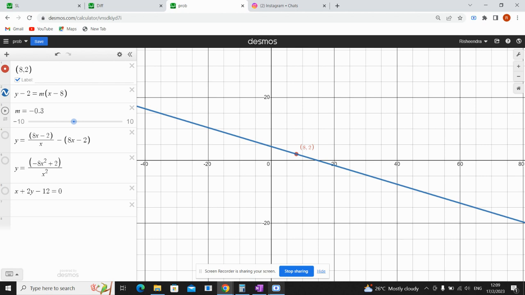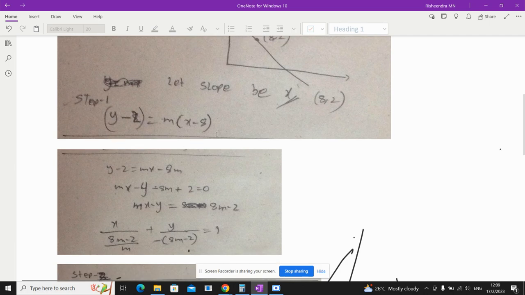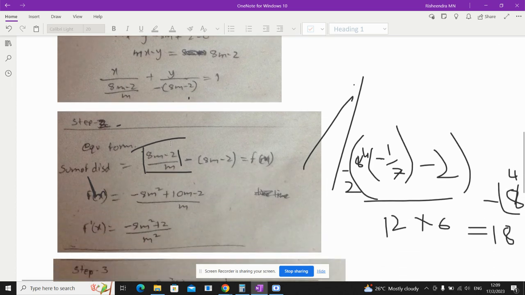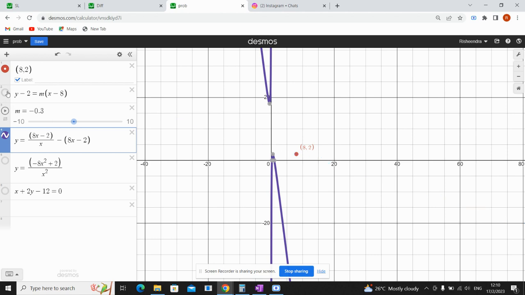Well then, let's do some math. Here they asked about intercepts. When we write y minus y1 equals m into x minus x1, we get the equation. When we convert it into slope-intercept format, we get this. The x-intercept will be (8m minus 2)/m and the y-intercept will be minus 8m plus 2. When we add these two together, we get (8m minus 2)/m minus 8m plus 2. Let f of m be y, and the equation, I'm hiding this white line. Actually, I don't have to hide it.